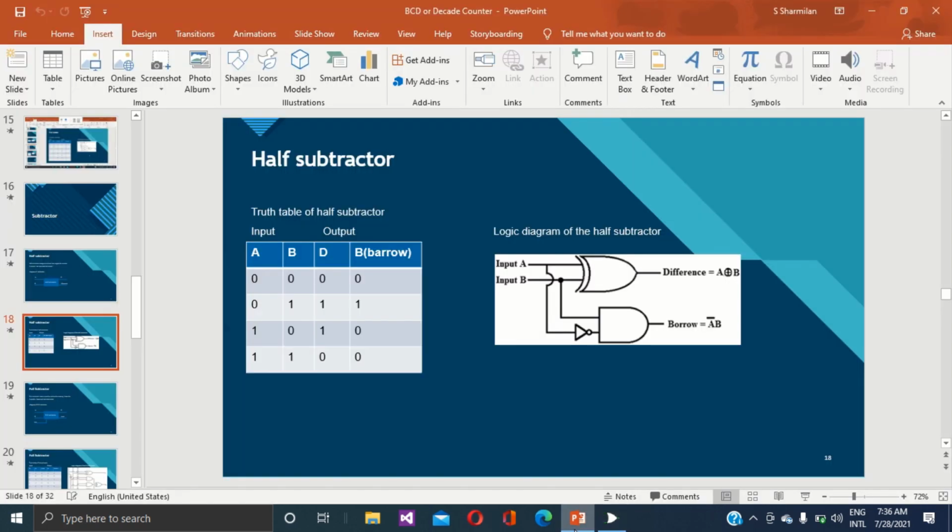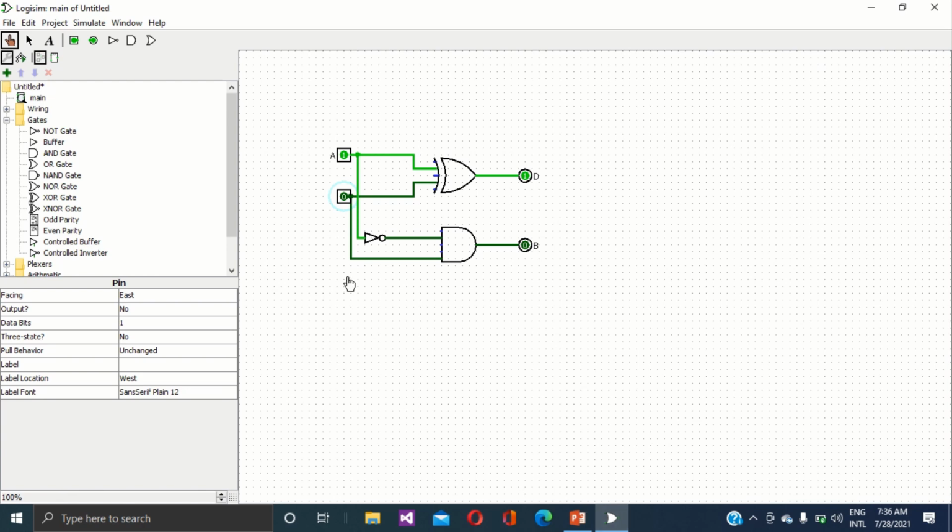Last one is A equal 1, B equal 1. Now I am going to change A equal 1, B equal 1. My output D equal 0, B equal 0.